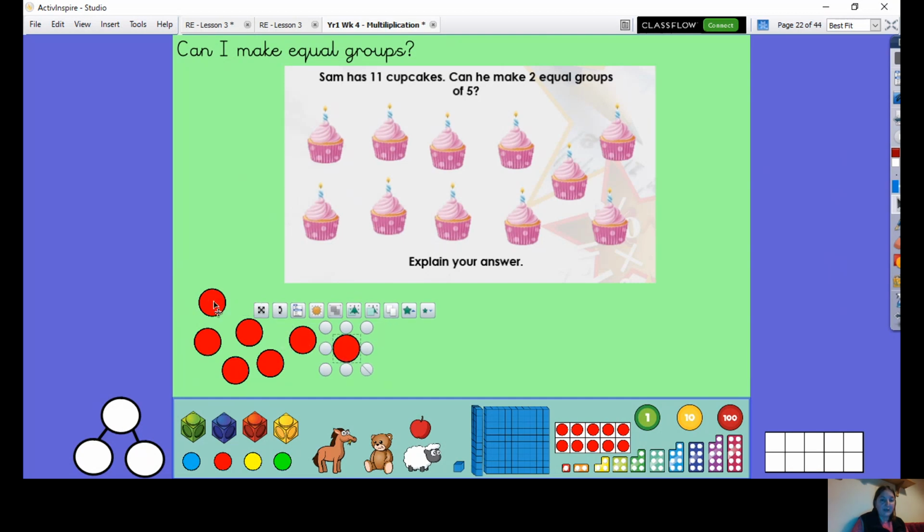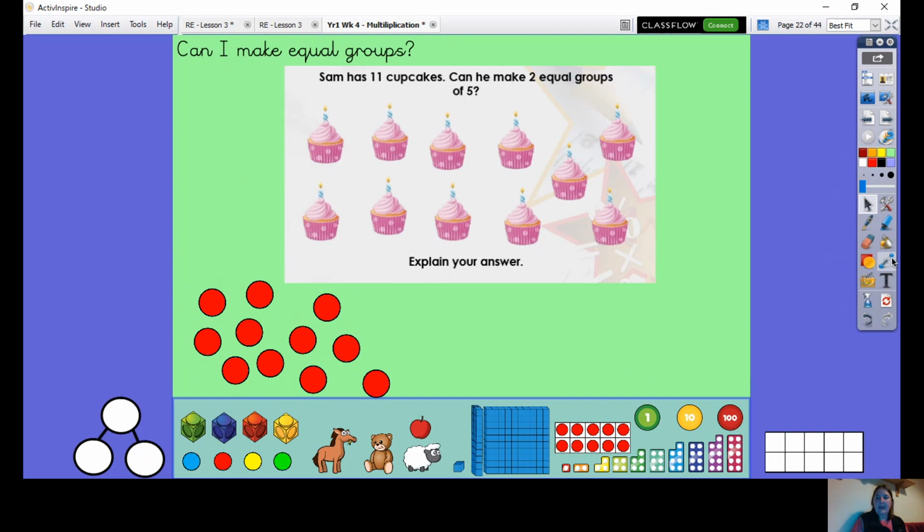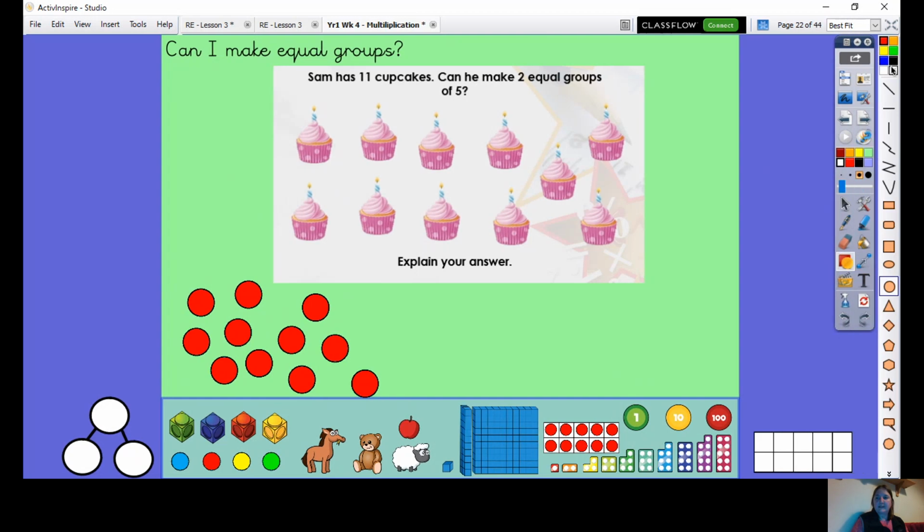Just check because I think I miscounted. That's why it's very good always to count. 1, 2, 3, 4, 5, 6, 7, 8, 9, 10, 11. Okay, so now I've got 11. I'm pretending these are cakes, making me feel hungry. And then I'm going to draw myself.